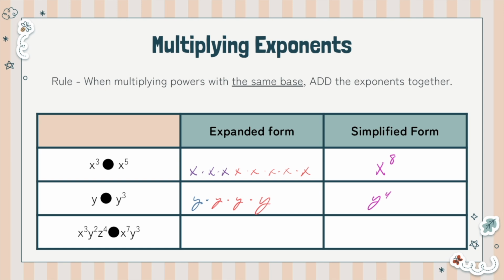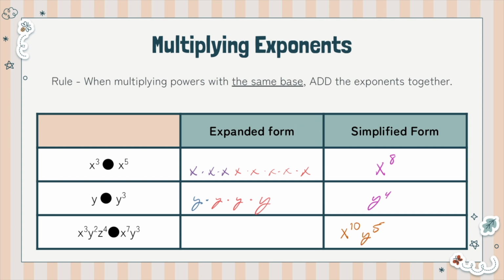All right, down to the bottom, we've got x to the third, y to the second, z to the fourth. Then we've got x to the seventh, y to the third. All right, so we're only going to be combining the things that have the same base. So our x's have the same base, so there's 3 of them in the first one and 7 of them in the second one, so we've got x to the 10th there. Then we've got y to the second there, y to the third there. So 2 plus 3 is going to give us 5, so y to the fifth.